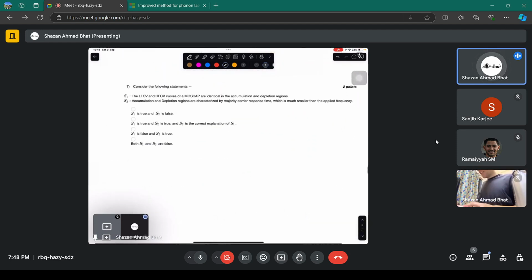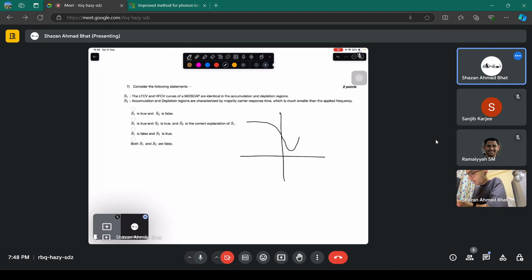So let's move on to question 7 quickly. The LFCV and HFCV curves are identical in accumulation and depletion. Correct? Is it correct? The LFCV and HFCV curves. You have the MOS. This is LFCV. This is HFCV. C versus VG. It is saying that LFCV and HFCV curves of a MOS are identical in accumulation and depletion. Correct.